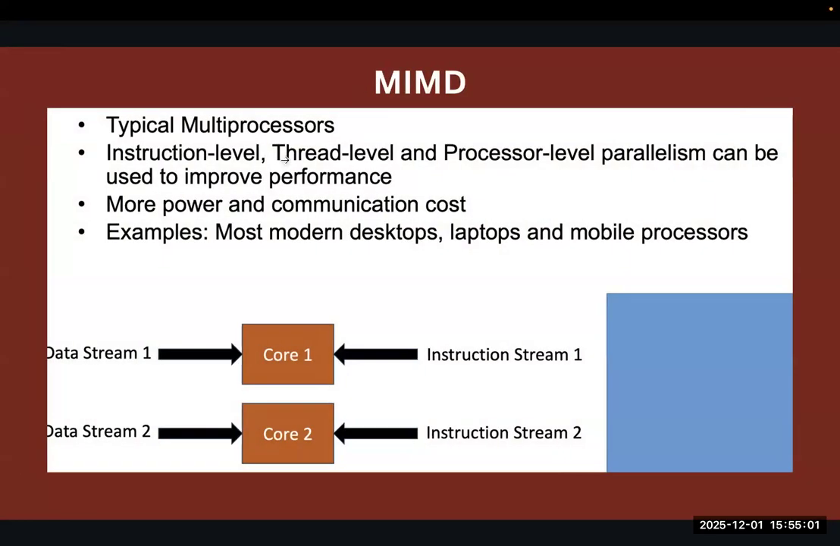Then we have MIMD. It consists of multiple processors, each executing its own instruction stream on its own data. This gives maximum flexibility and is the architecture used in modern desktops, laptops, and mobile processors. It supports instruction level, thread level, and process level parallelism, but it requires more hardware complexity and communication management.